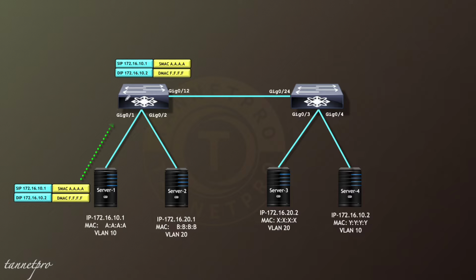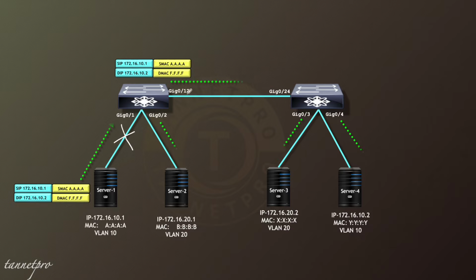Once switch 1 receives this packet, it makes a MAC table entry: the source MAC AAA connected in port 0/1. That it will do, but it won't be able to create the other entry, because it doesn't know the destination MAC. So once switch 1 receives this packet, it will immediately broadcast everywhere except the port from where it received it. Hope it is clear.